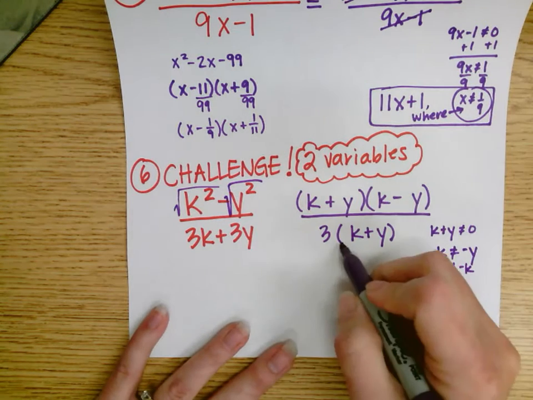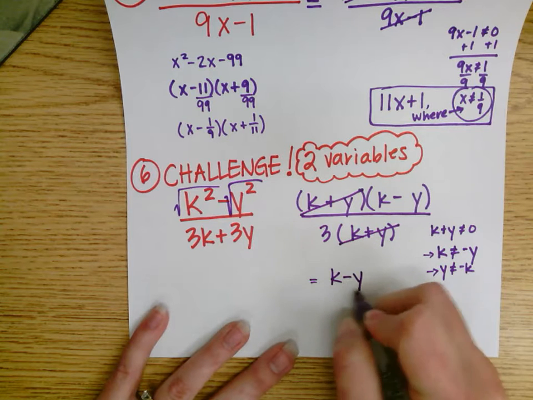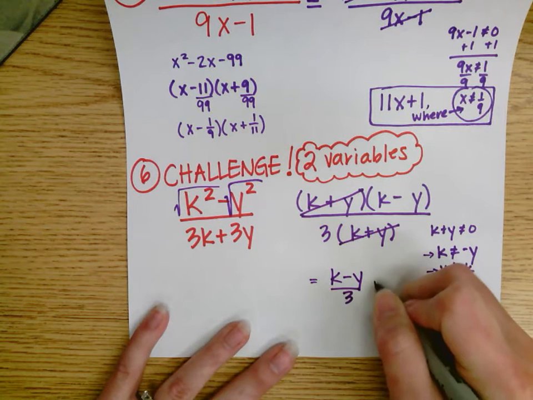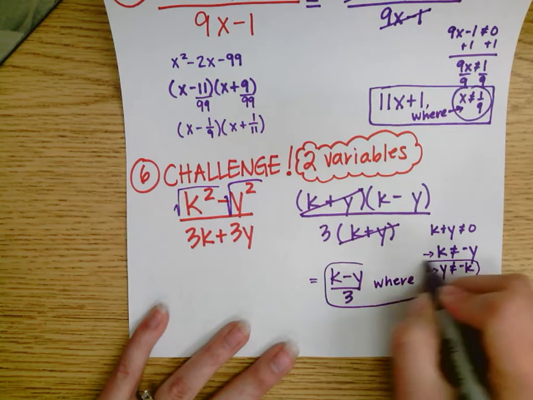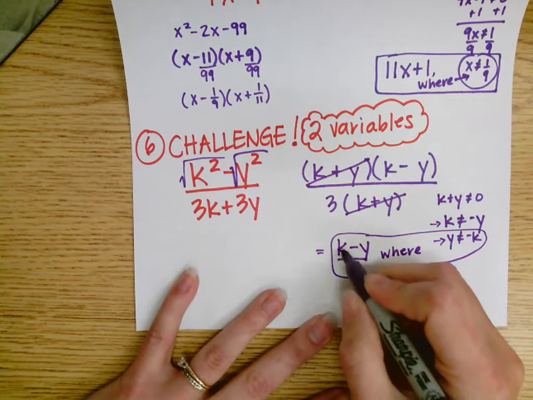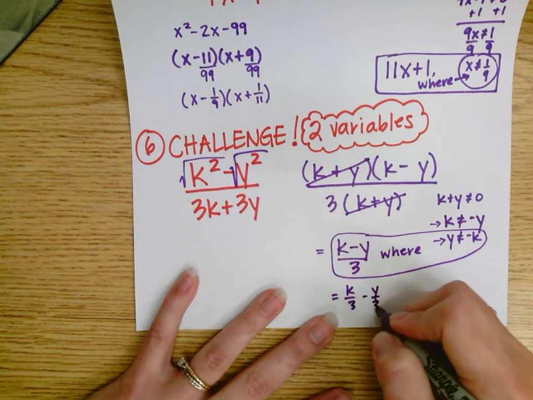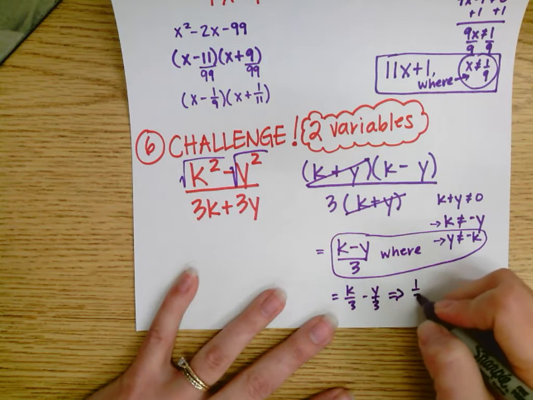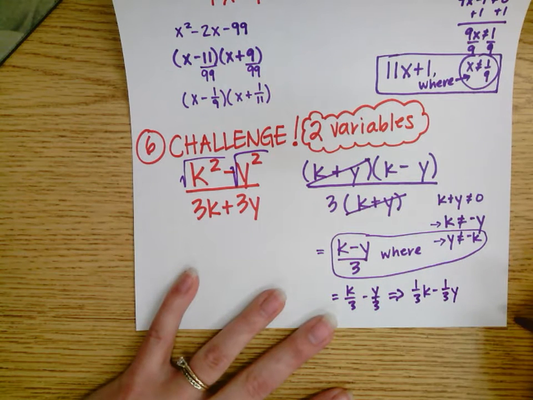Alright, but I do know that I'm going to have some canceling going on, so I'm going to have k minus y over 3, where I've got my restriction in here. Now, you could also remember that because I have one denominator, I can split it up, so this could be k over 3 minus y over 3, or you could rewrite this as 1/3 k minus 1/3 y. Just know that it is going to be possible to write things a little bit differently.